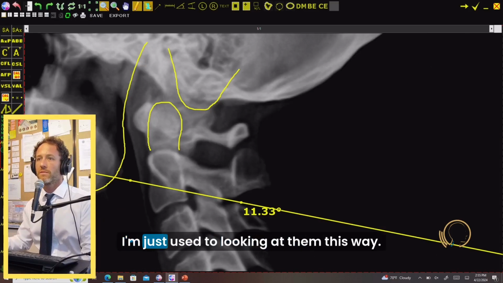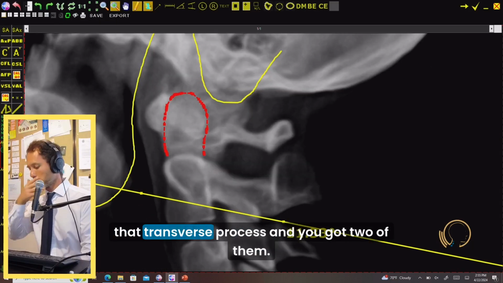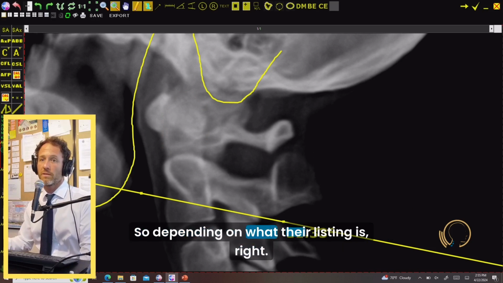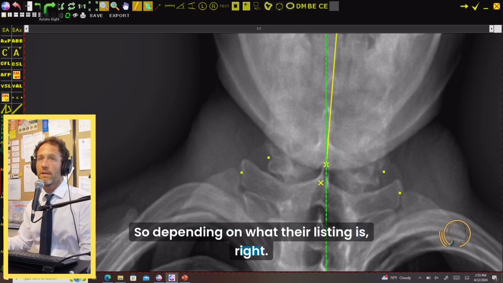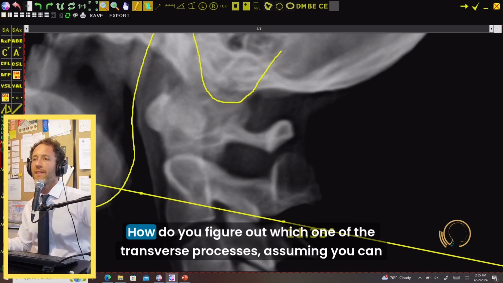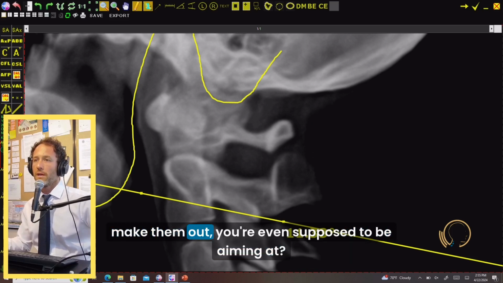Let me flip that. I'm just used to looking at them this way. That transverse process, and you've got two of them. You've got a right and a left. So depending on what their listing is, right? Let's say she's a right. Okay. How do you figure out which one of the transverse processes, assuming you can make them out, you're even supposed to be aiming at?